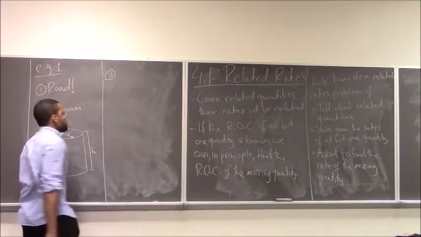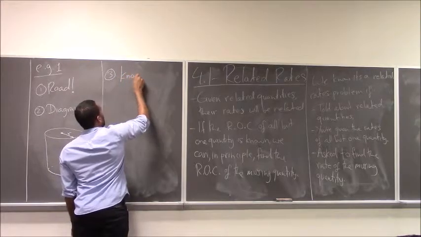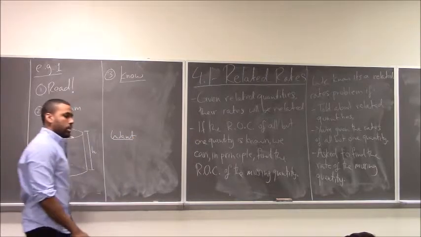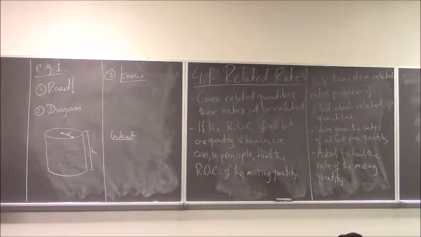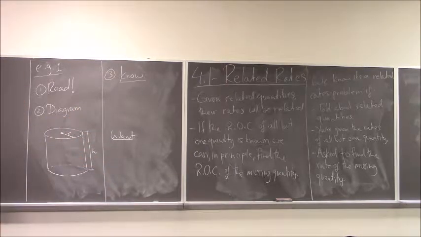Step 3. Write down what you know and what you want to find. So far, what do we know in terms of these variables? What information are we given? Well, you know the radius, or you can find volume from that. But I'm saying, what do we know in the problem? What information are we given? The radius and the height.